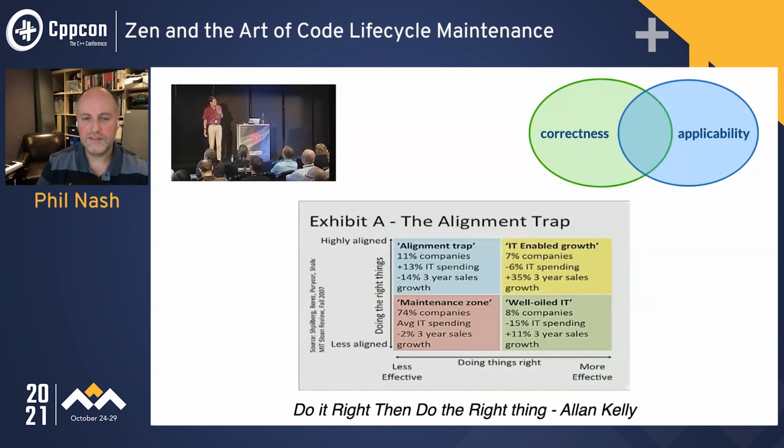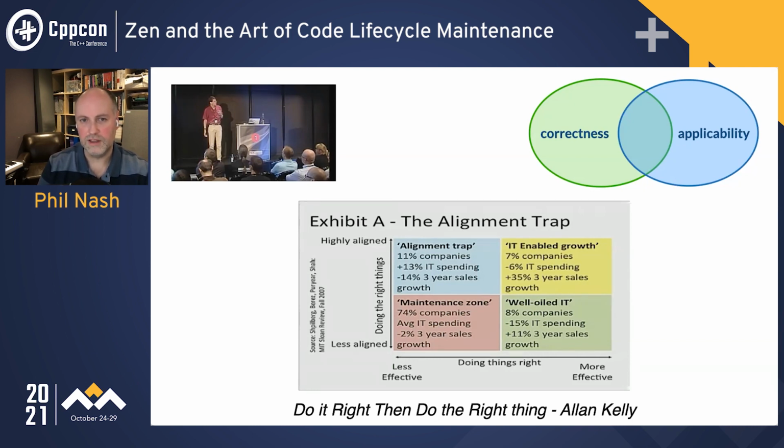He presents something called the alignment track. This is based on a study that he quotes. And you can see I've got a quadrant diagram there. And he's saying that most companies are in that red quadrant in the bottom left corner, the maintenance zone, where they're not particularly effective and they're not doing the right thing. Nobody wants to be there. That's where most businesses are.